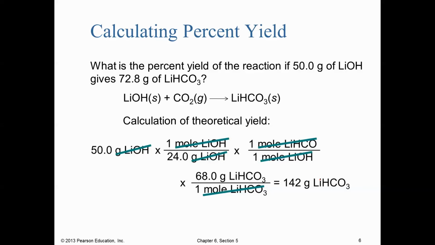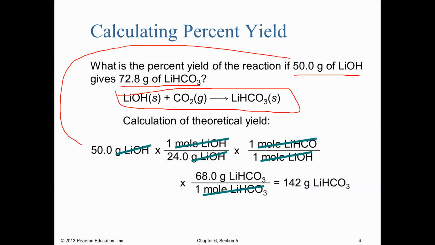What is the percent yield of the reaction if 50.0 grams of lithium hydroxide give 72.8 grams of lithium bicarbonate? And so here's our balanced chemical equation. And now to plug and chug. So here's our amount of lithium hydroxide that's given in the problem. So there's our amount of starting material.